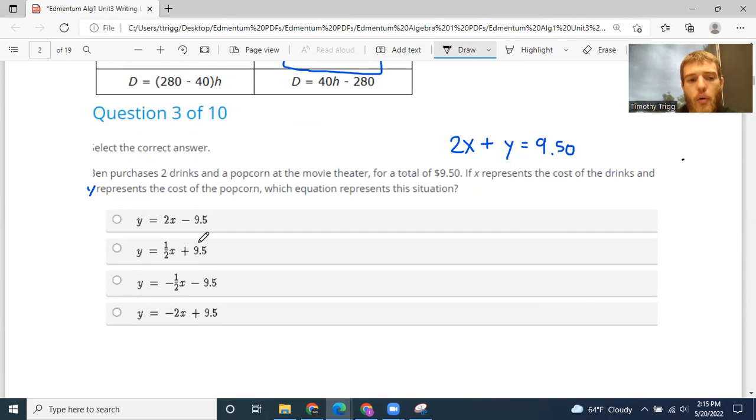Now notice all my equations are in slope-intercept form. So I'm going to move from this equation to slope-intercept form. I'm going to subtract 2x on both sides of the equation to get the y by itself. Y equals negative 2x plus $9.50. There we go.